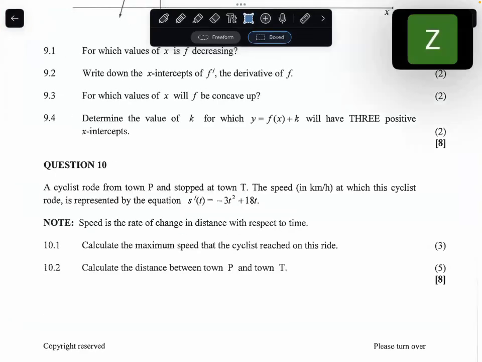Okay, question 10. A cyclist rode from town P and stopped at town T. So it started at town P, stopped at town T. The speed in kilometers per hour at which the cyclist rode is represented by the equation S prime of T is equal to minus 3T squared plus 18T.